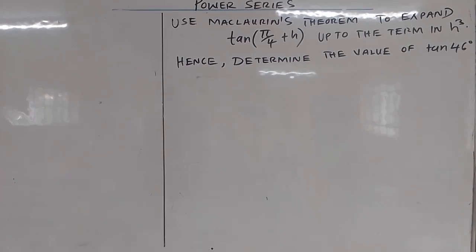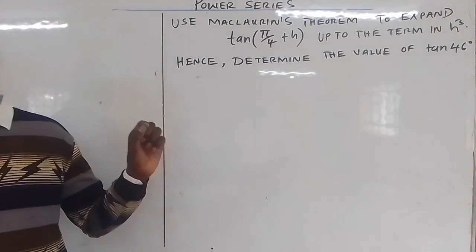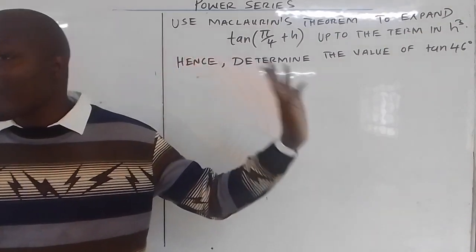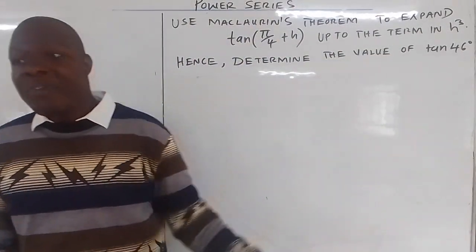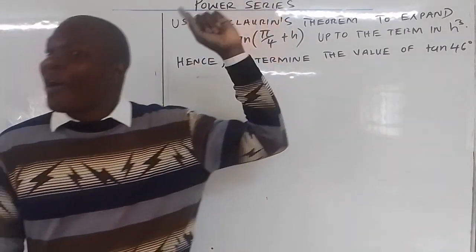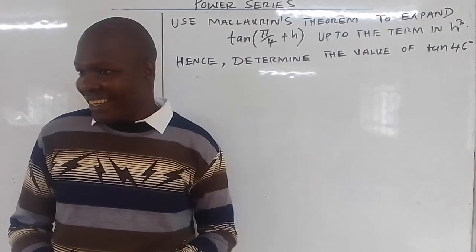So in this next example, use Maclaurin's theorem to expand tan(pi/4 + h) up to the term in h cubed. Hence, determine the value of tan 46 degrees. Remember, Maclaurin series can only expand in ascending powers of a given variable. If the variable is x, it is ascending powers of x. If the variable is y, it is ascending powers of y. If the variable is h, it is ascending powers of h.